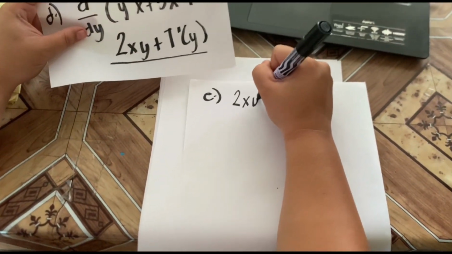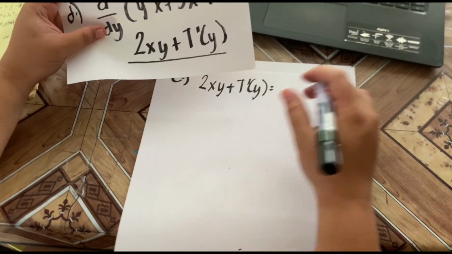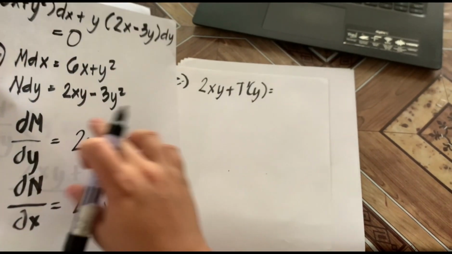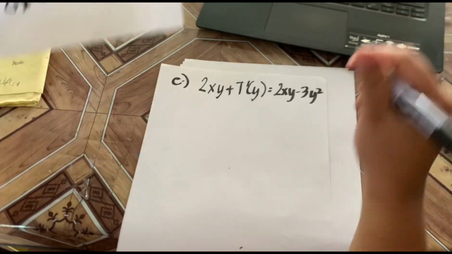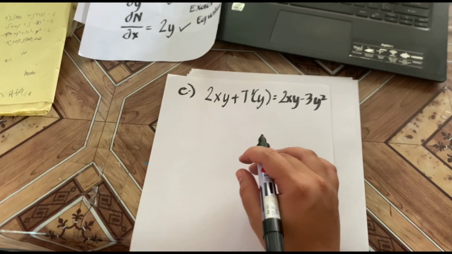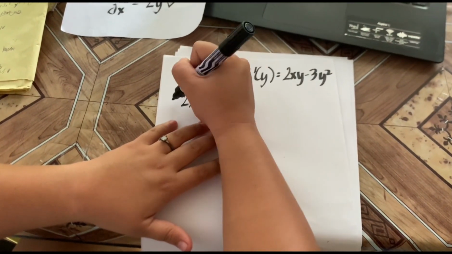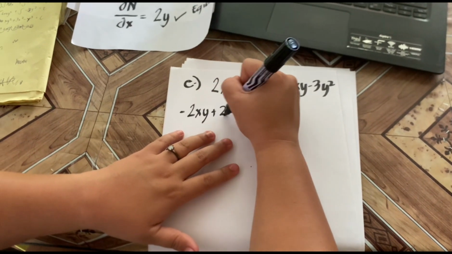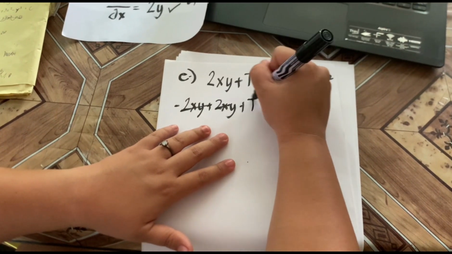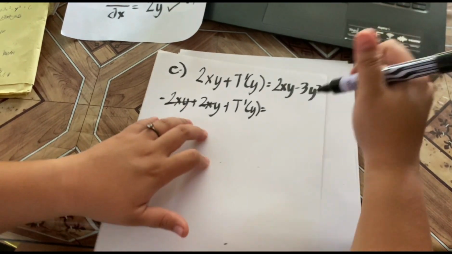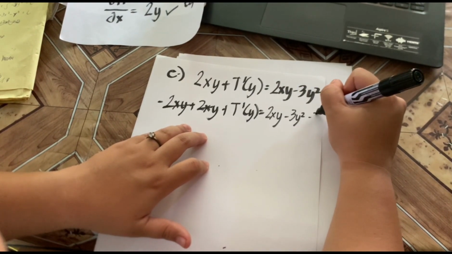And we are going to equate this one to our N dy, which is equals to this one, 2xy minus 3y squared. So, using again the addition property of equality, we are going to add negative 2xy to both sides so that we can get rid of 2xy here. So this one would only be T prime of y is equals to 2xy minus 3y squared minus 2xy.